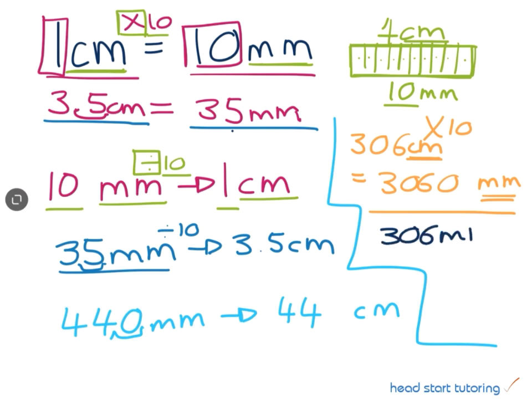Now let's have a look at that same number, 306 millimeters. Now if we're going from 306 millimeters into centimeters, we now need to divide because now our number has to be getting smaller because we are going to a bigger measurement. So 306 millimeters is equal to 30.6 centimeters.